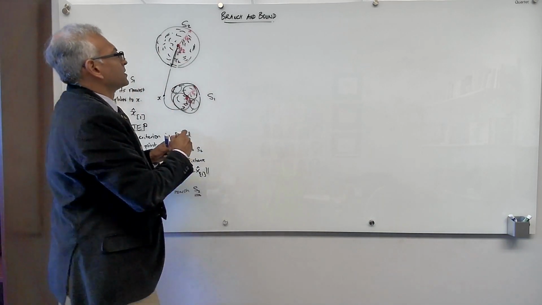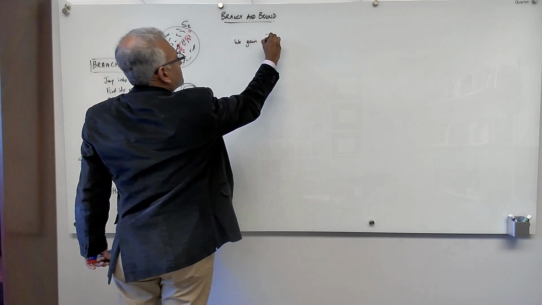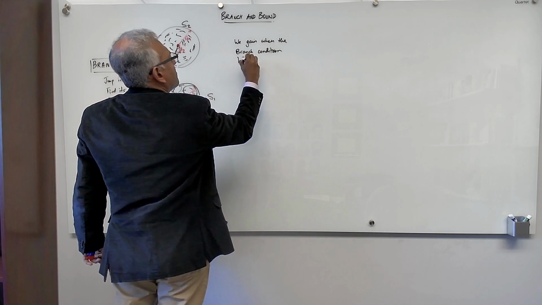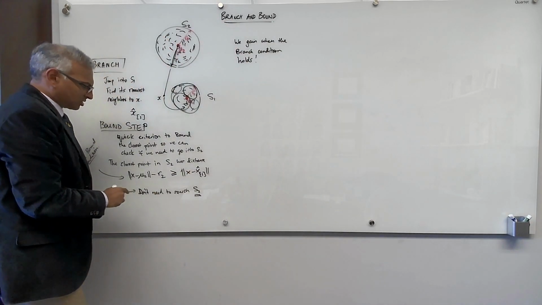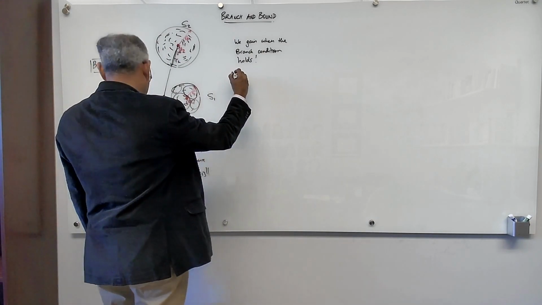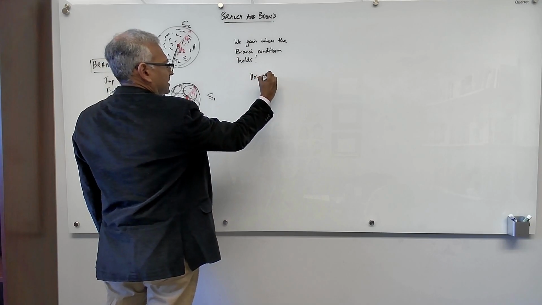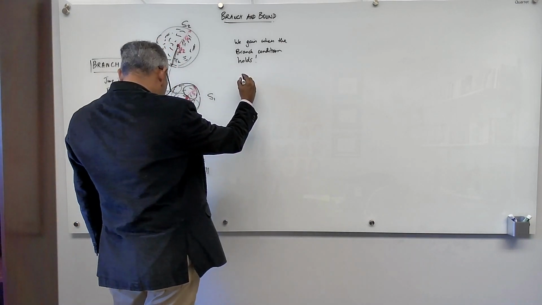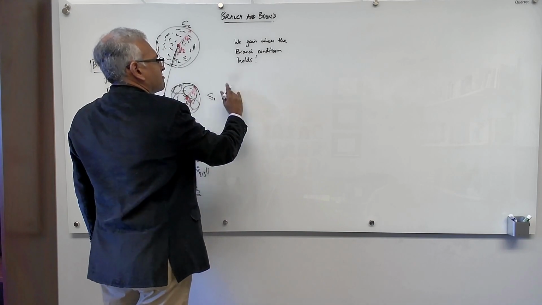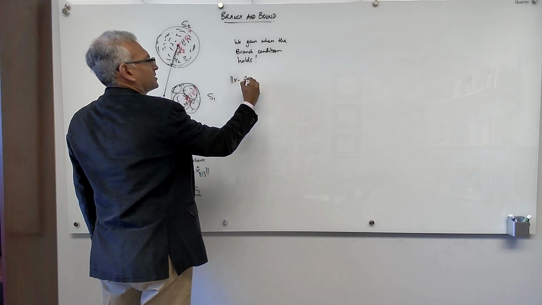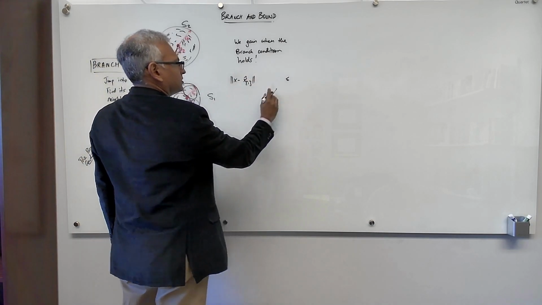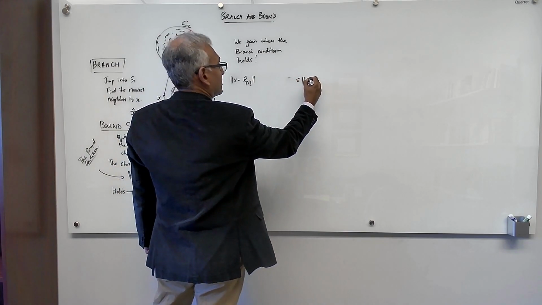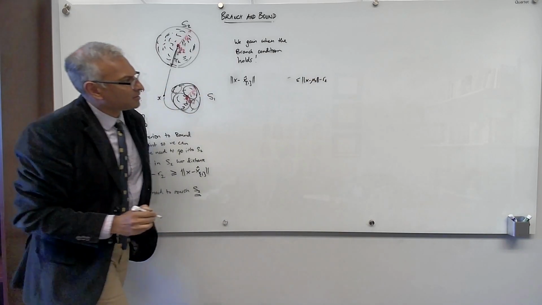We gain when the branch condition holds. Okay, so let's see, when does the branch condition hold? When this is true. Okay, so we gain when this is true, when x minus x hat 1 is less equal to x minus mu 2 minus r2. Okay, that's when we gain.